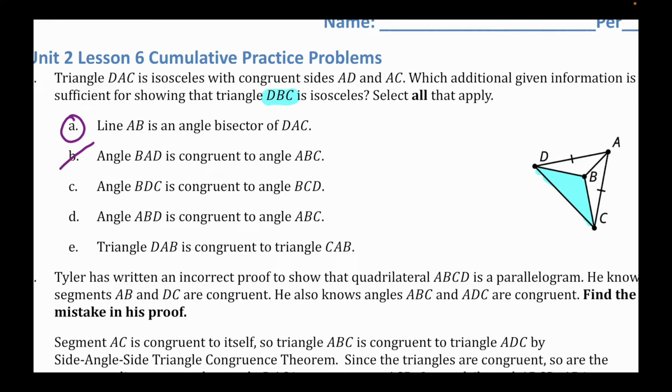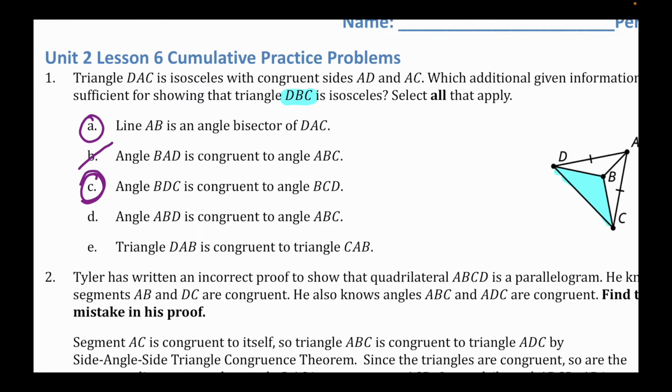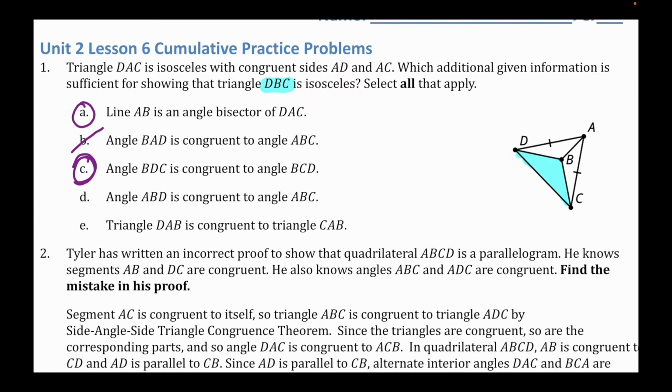And we have angle BDC congruent to BCD. That's telling us about these two little angles in our blue triangle here. That is enough because of the isosceles triangle theorem. It works both directions: in an isosceles triangle, the base angles are congruent. So yes, that would be absolutely enough to tell us that it is isosceles.